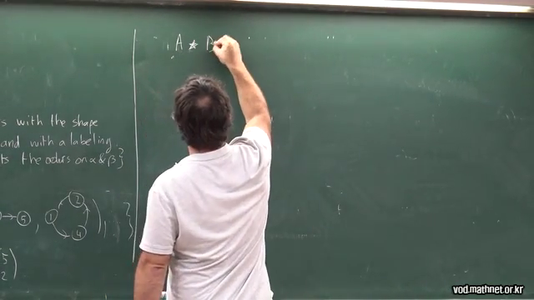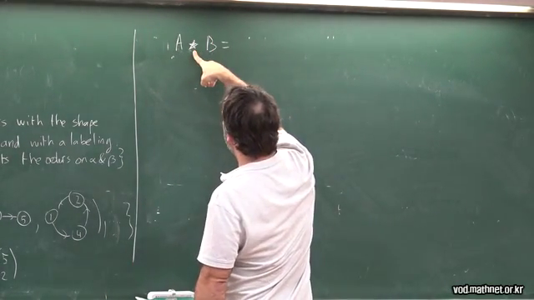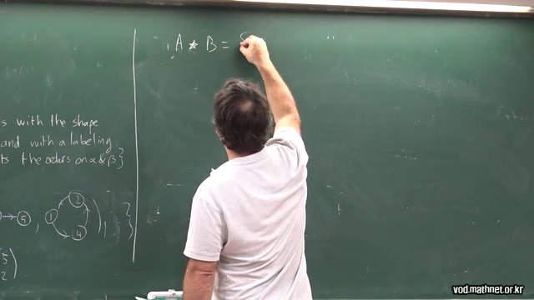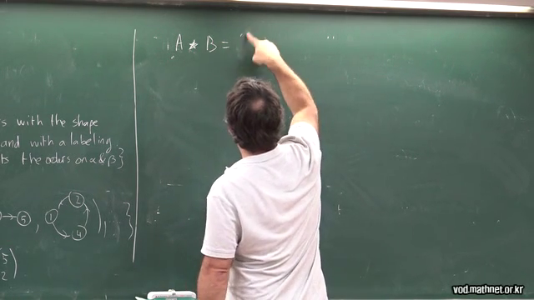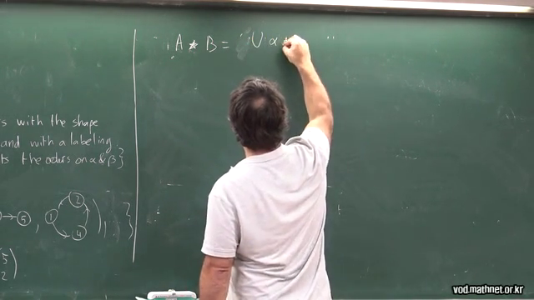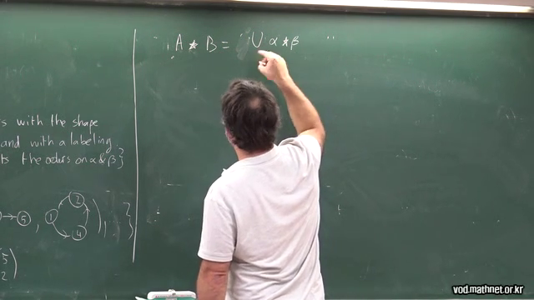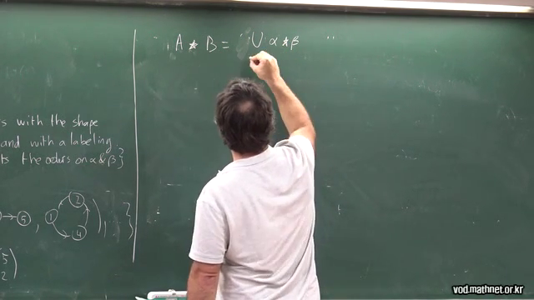A star B, this is a labeled product, is just the union of all alpha product beta.